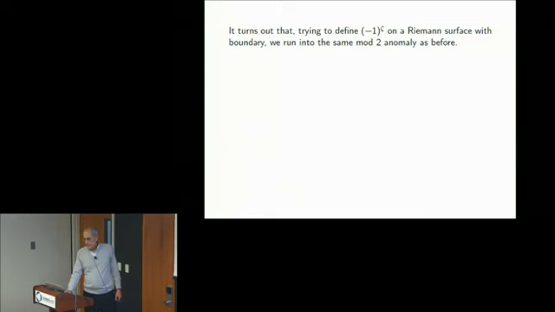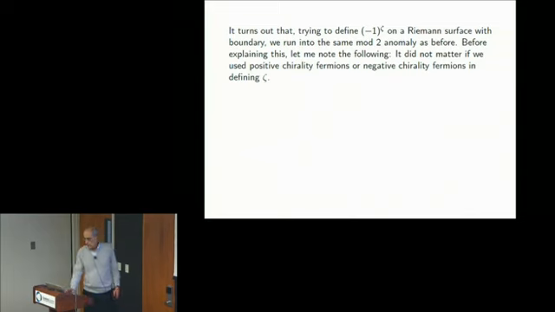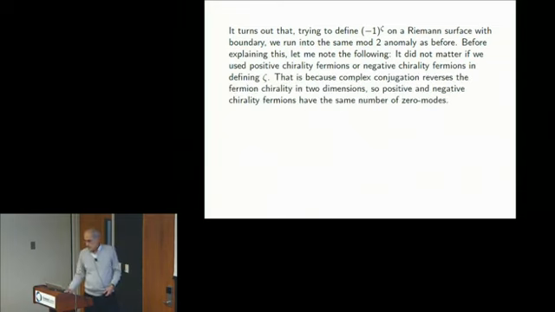So it turns out that in trying to define (-1)^ζ on a Riemann surface with boundary, we run into the same mod 2 anomaly as before. Before explaining this, I'll note the following. In defining ζ, it didn't matter if we used positive chirality fermions or negative chirality fermions. They're just complex conjugates of each other. Complex conjugation reverses the fermion chirality in 2 dimensions, exchanging the two one-dimensional representations of the group Spin(2). So positive and negative chirality fermions have the same number of zero modes, and the zero modes are simply complex conjugates of each other.